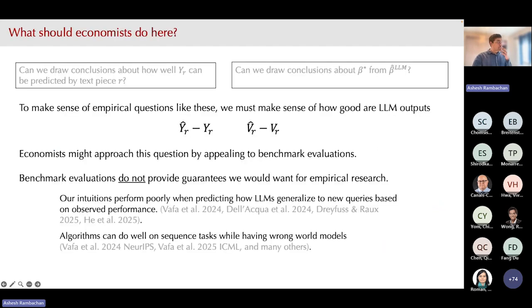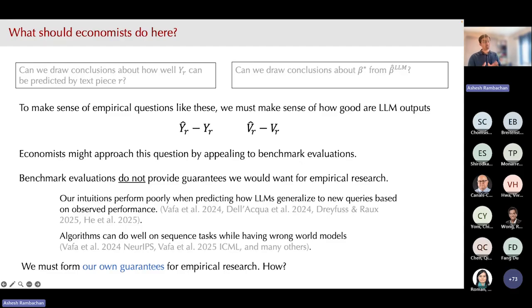So in light of this challenge, how should we as economists proceed with using large language model outputs in applied research? Just to go back to where we started, to make sense of empirical questions like prediction problems and estimation problems, we need to evaluate the quality of large language model outputs. So we went to the computer science literature and asked how computer scientists think about this question. Much of the work focuses on benchmarks, but there's been a stream of work over the last 2 years that basically says benchmarks don't tell you what you think. So the challenge for us becomes how to provide guarantees for robust applied research in economics.